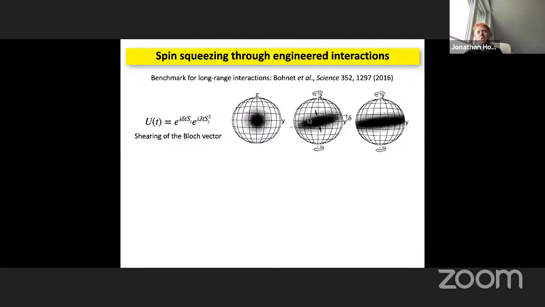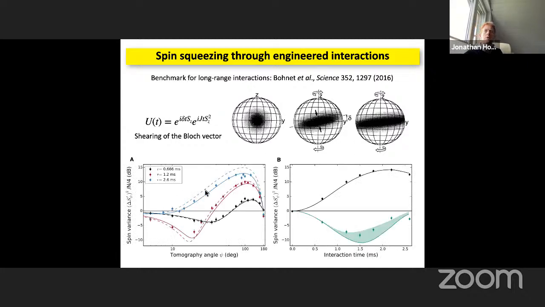So what do you see? You see a shearing effect on the Bloch vector distribution. States that are higher in the total spin get moved ahead of states that are lower in this total spin, that are negative. And this stretches out the Bloch vector such that in one direction you get higher uncertainty, and in the other direction you get reduced uncertainty, and that squeezes the states of the spins below the standard quantum limit.